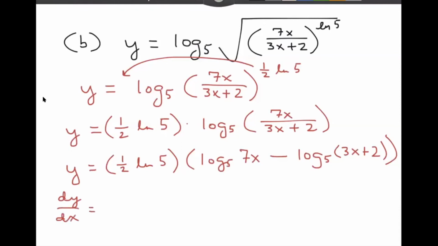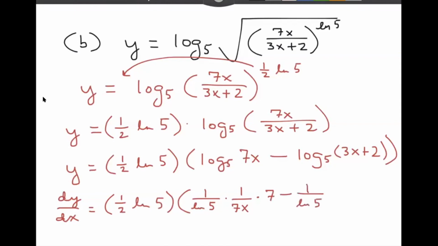This 1/2 natural log 5, you can just leave that there because it is a constant multiple. Okay, and then the derivative of log base 5 of 7x, that would be 1 over natural log 5 times 1 over u, which would be 1 over 7x, times du dx, which would be 7, right? Minus 1 over natural log 5 times 1 over 3x plus 2 times the derivative of 3x plus 2, which is just 3.